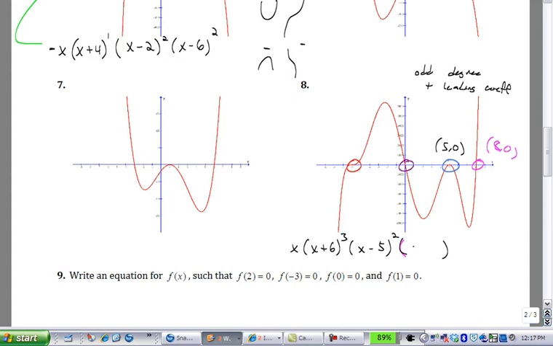So 8, 0 is a 0. Good job, x minus 8. And what should the exponent be? 1.